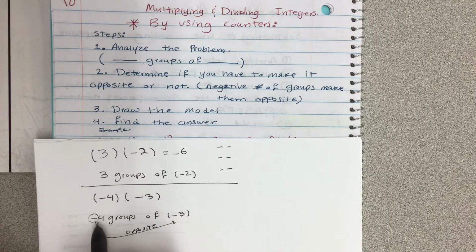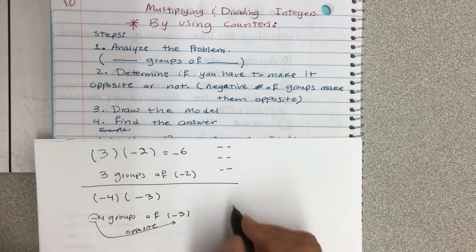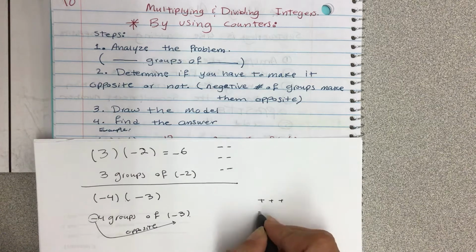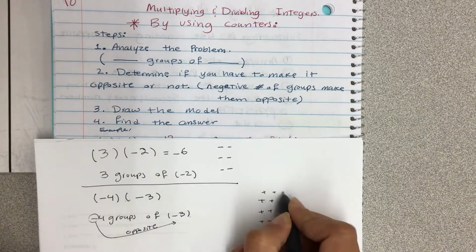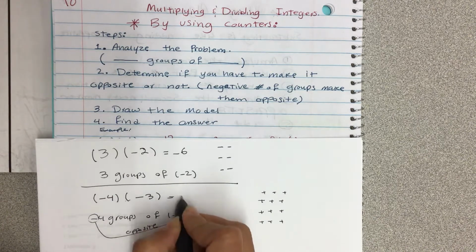So again, instead of having -4 groups of -3, because we can't have a negative number of groups, I'm going to change this -3 to its opposite. So it's going to be 4 groups of 3. So 1, 2, 3, and 4 groups. So my answer will be +12.